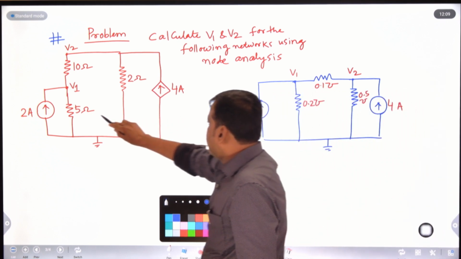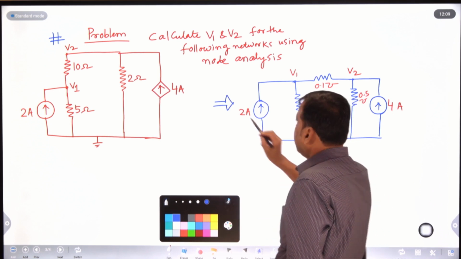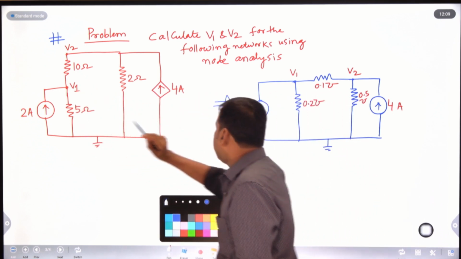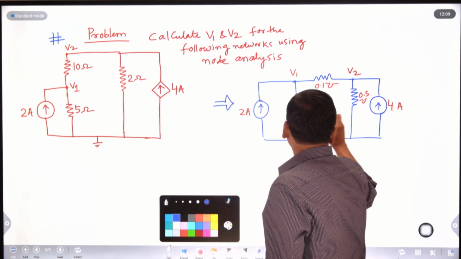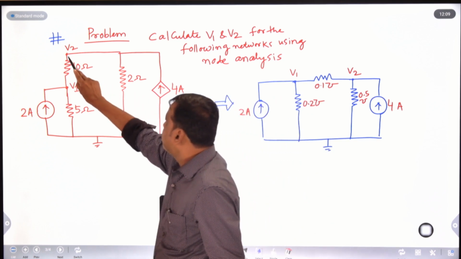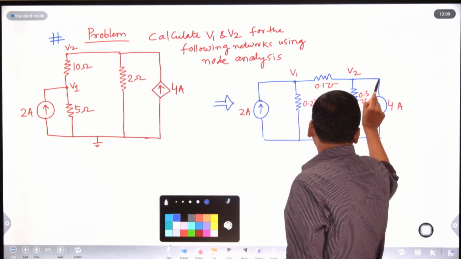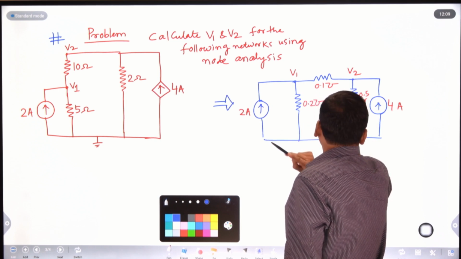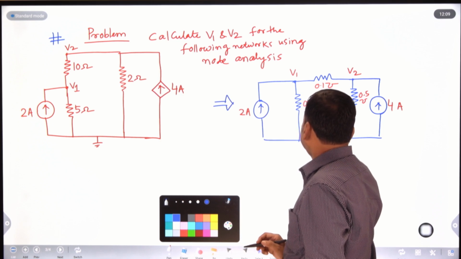Here the 5 ohm resistance is converted into conductance 0.2, 1 by 5. Here there is 10 ohm, 1 by 10, that is 0.1 mho. And here there is 2 ohm, 1 by 2, that is 0.5. And here this is your V2, the same potential, here same potential. That's why V2 is like this. And here that is 10 ohm, that is 0.1 mho.